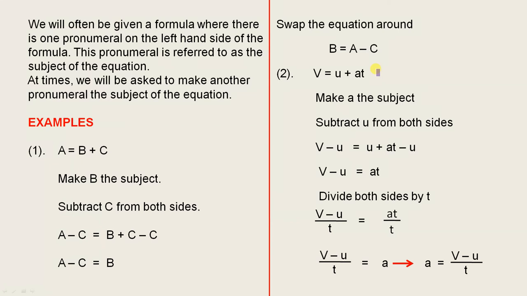Number 2, V equals U plus AT, we make A the subject. In this one here, we have V as the subject. So the first thing we do, we remove this U. So subtract U from both sides, which gives us this line. When we simplify that line, we end up with this one. To remove the T, you divide both sides by T. That gives us this line. The two T's cancel, that gives us here, and then we swap the equations around to have A on the left-hand side, and there we are. We've made A the subject.